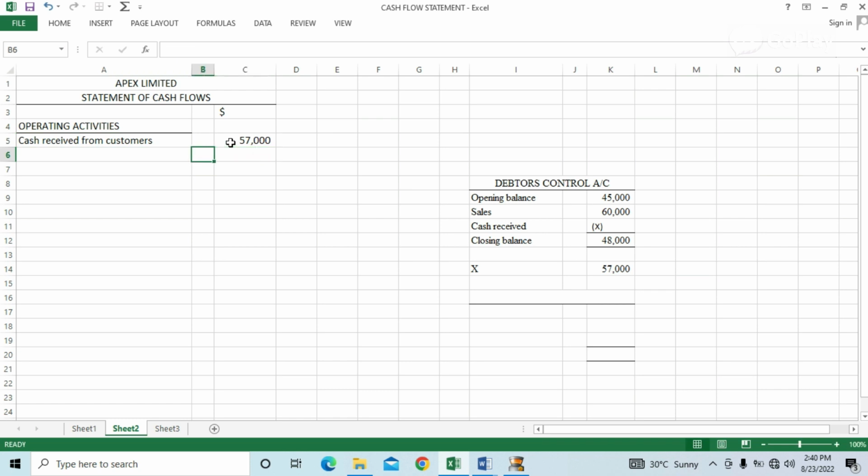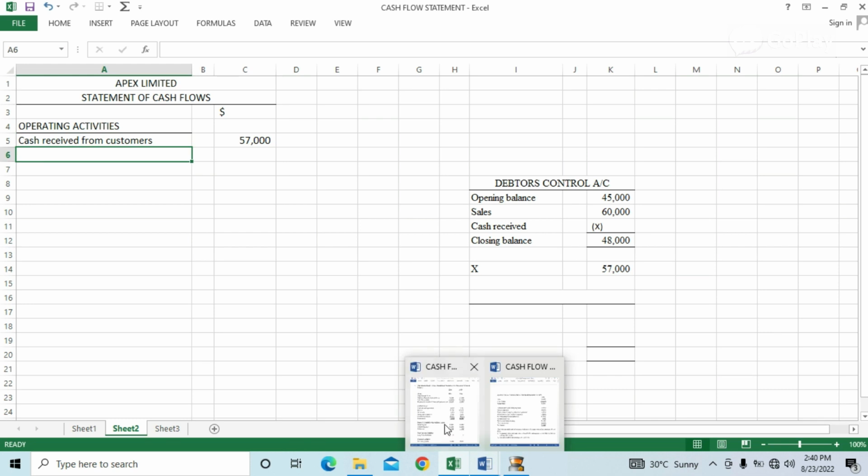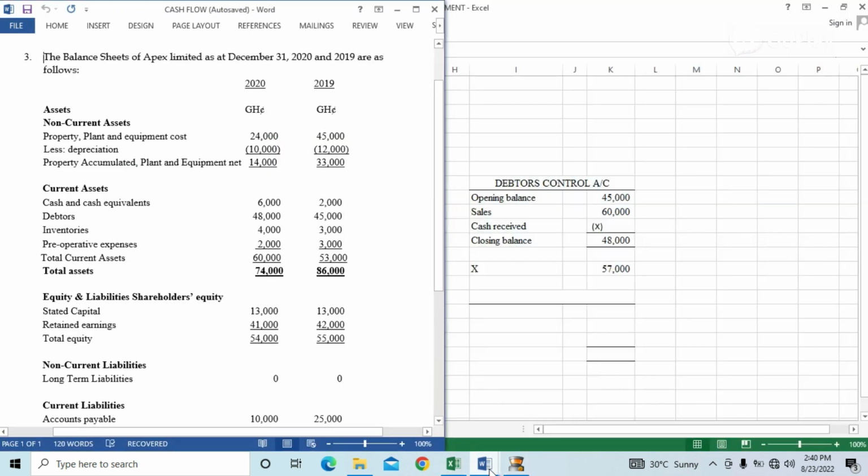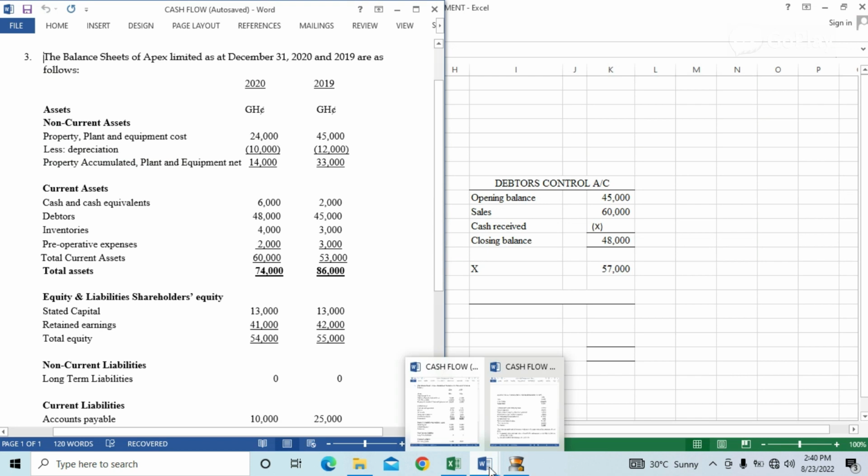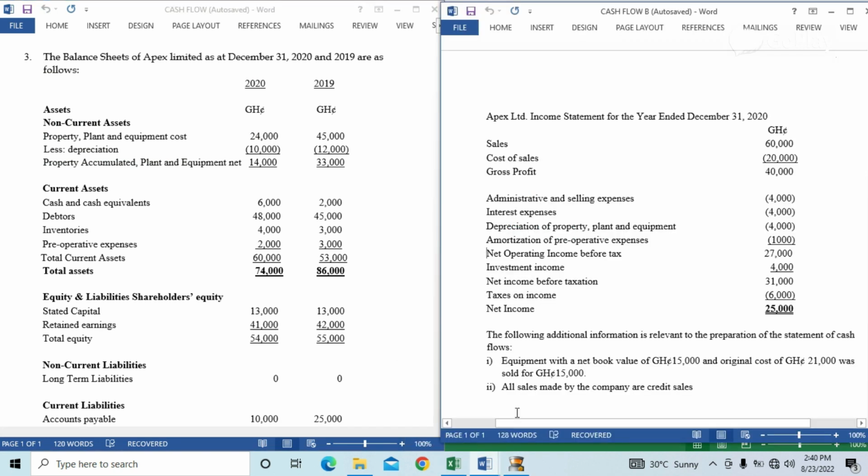Yes, so what is the next item? So right now we are under the current assets, and mind you, mostly the operating activities are found under current assets and current liabilities. So let's move to the next one, which is, after the debtors, we move on to our inventories.